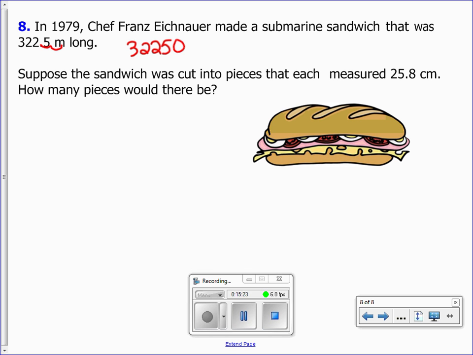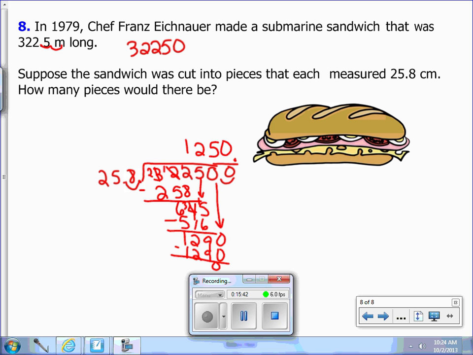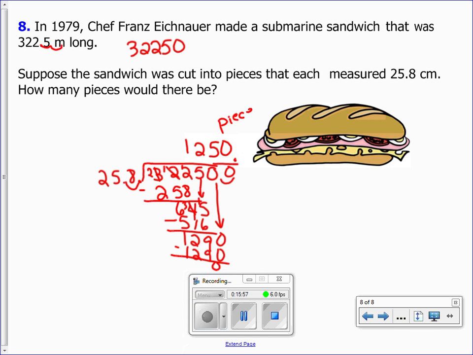And if we're wanting to know how many pieces are in the sandwich, we're going to take that number, divide it by 25.8, move this decimal over 1, this decimal over 1, and divide. So as you'll notice, 258 divided into 32,250 is 1,250 pieces. Do not forget to add the 0 at the end to get the correct answer.